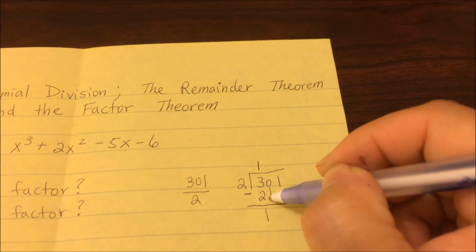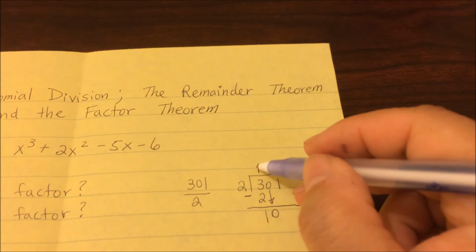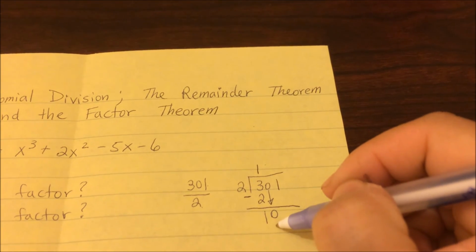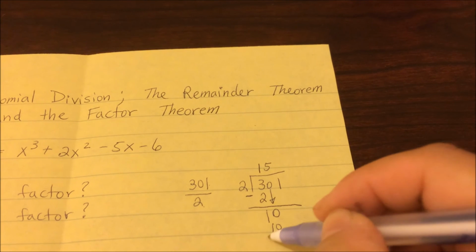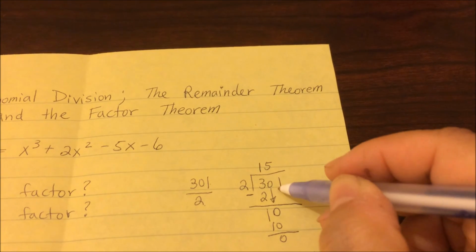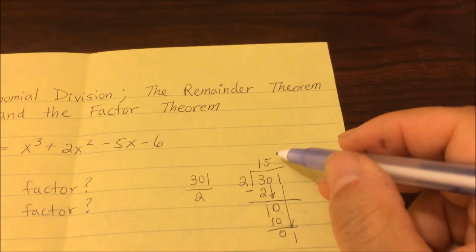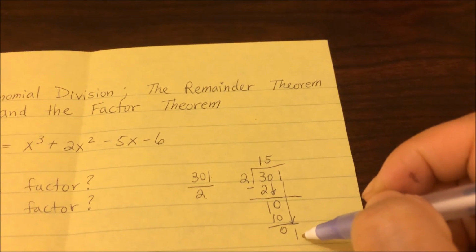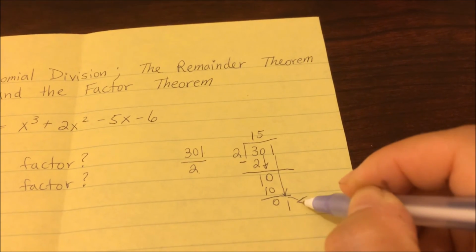Then you bring down the 0, and you do the same thing. 2 times something has to give you the 10. So 5 gives us the 10. And from here, this is 0. So this brings down all the way to 1. And 2 cannot go into 1. So this became what we call the remainder, right? This right here is the remainder.